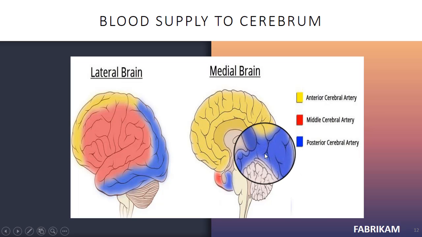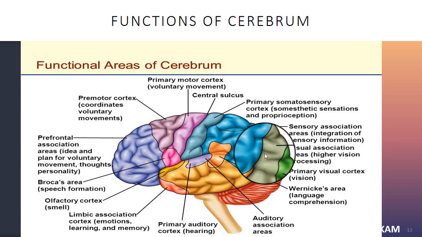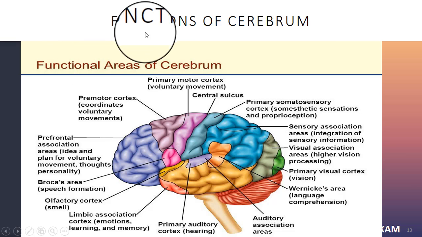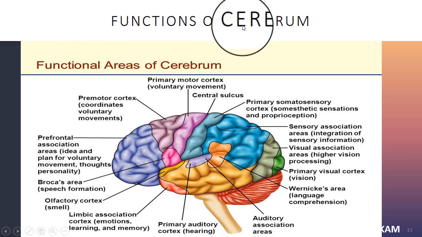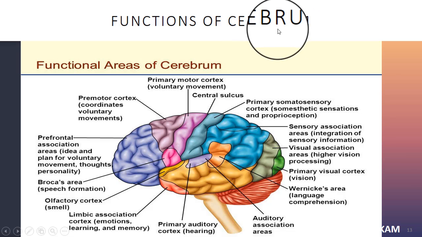Now let's talk about the venous drainage. Venous drainage of the cerebrum is via a network of small cerebral veins, and these vessels empty into the dural venous sinuses, that is, endothelial lined spaces between the outer and the inner layer of the dura mater. Now the last part, that is, the functions of the cerebrum, we will discuss in a very brief manner.